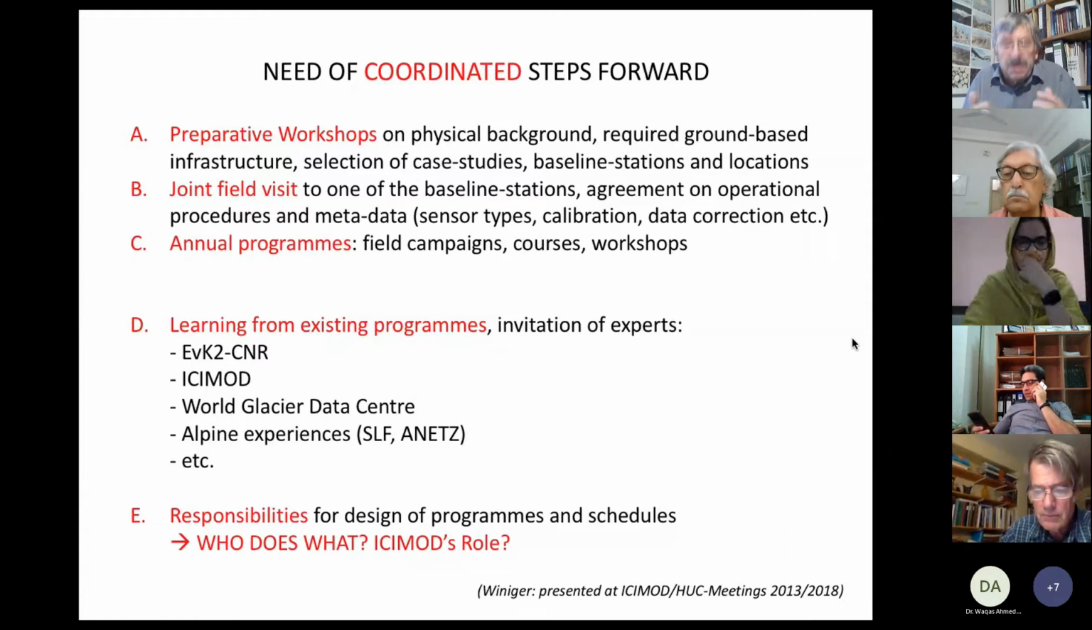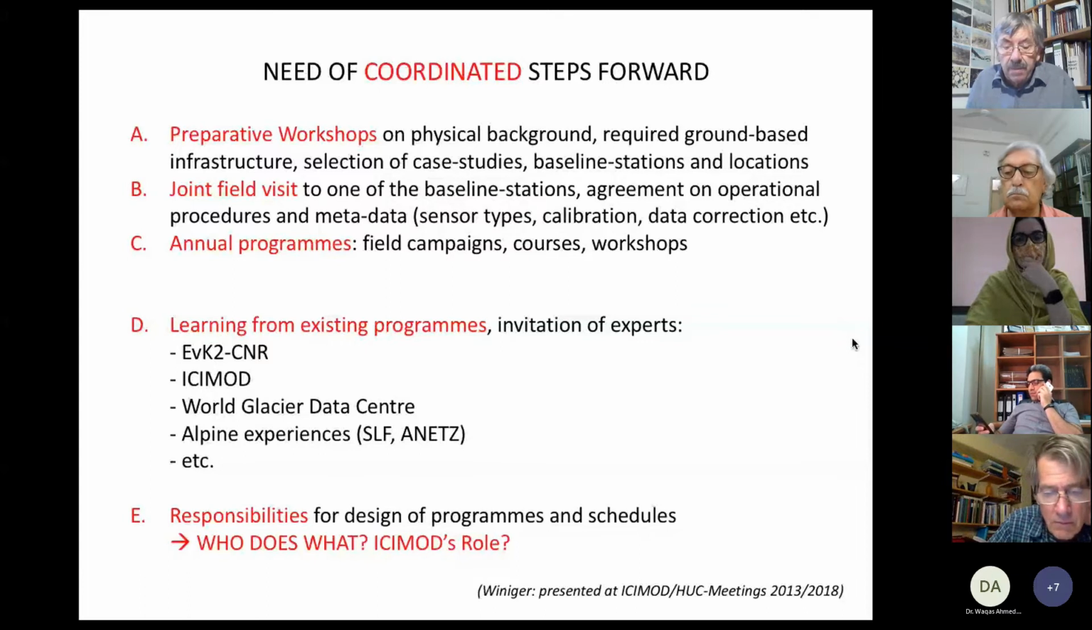We have to define some responsibilities. Who does what? What should be ICIMOD's role? And to the second last slide, please.